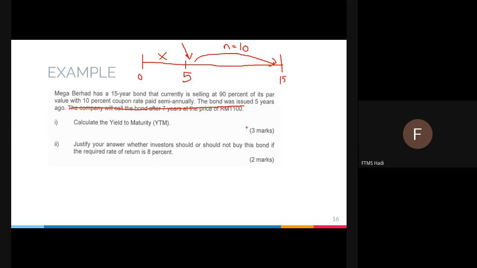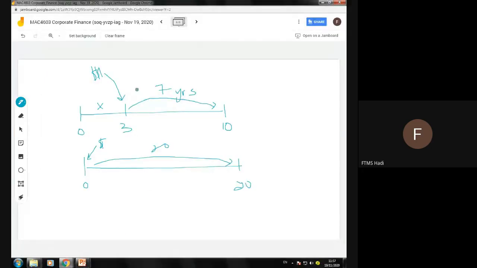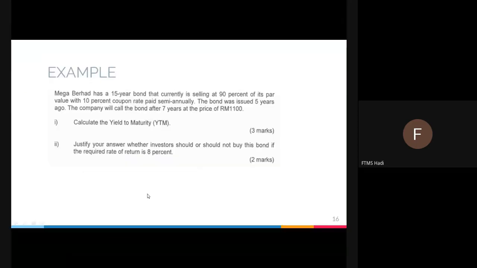All right. Going back to this Jamboard again. In this case, N also is 7, because it is a 10 years bond issued 3 years ago. But in this one, N is equal to 20 because they have just issued it and the lifetime of the bond is 20 years. So that is a different thing.